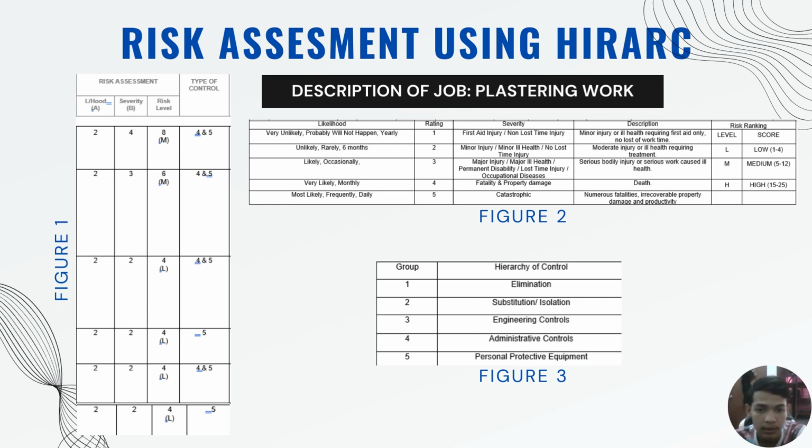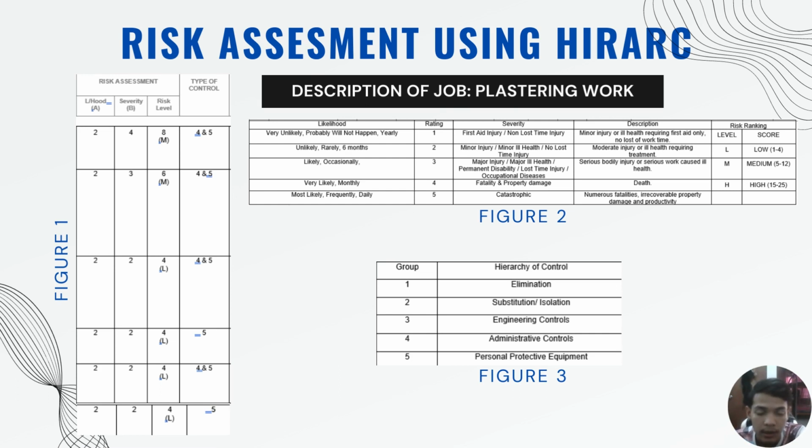So the description of job is plastering work. We can see from figure 1. Figure 1 is the example of risk assessment in the HIREC form. So in the form we can see the risk assessment has 3 type of thing, that is likelihood, severity and risk level. The rating for likelihood, severity and risk level we can see from figure 2, and the type of control we can see from figure 3.